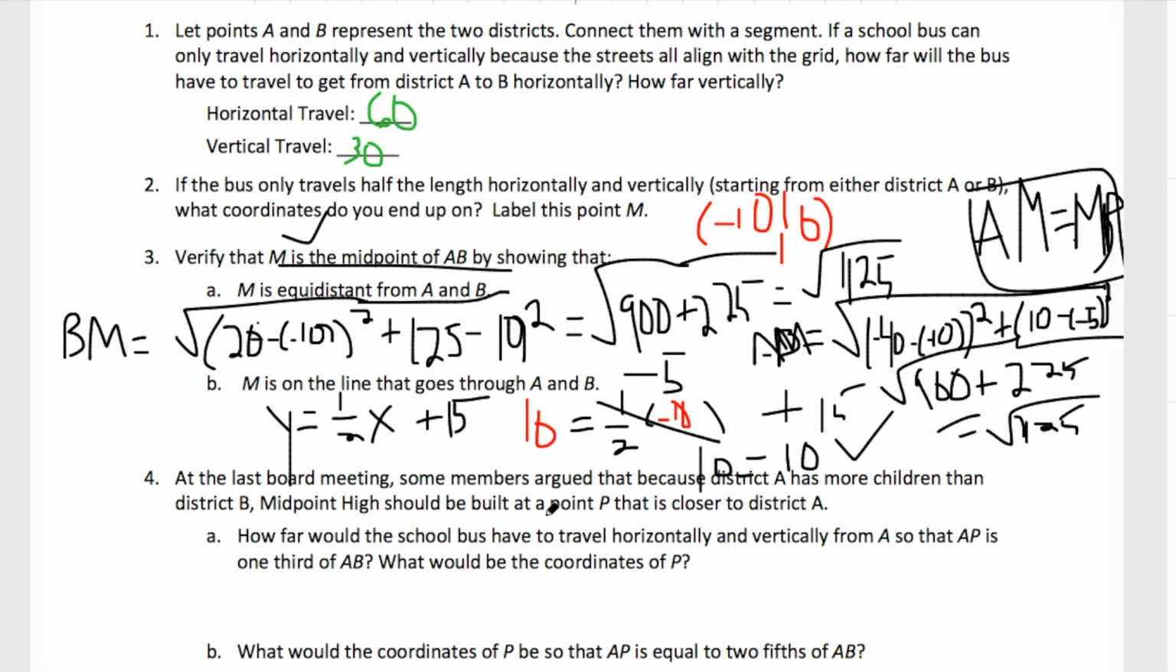Some members argue that because District A has more children than District B, they should get some priority here. Midpoint High should be built at a point P that's closer to District A. Hey, you're servicing more kids there, and why make them travel quite that far? How far would the school bus have to travel horizontally and vertically from A so that AP is 1/3 of AB? What would be the coordinates of P? And then finally, what would the coordinates of P be so that AP is equal to 2/5 of AB?